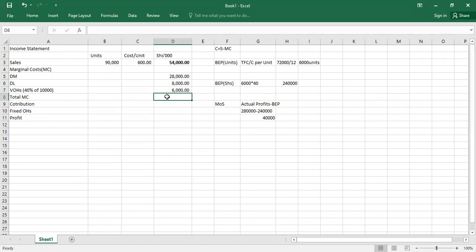What are you getting? Forty percent of 10,000 should be 4,000. Correct. So 40 is 14,000. You're getting 14,000, right?